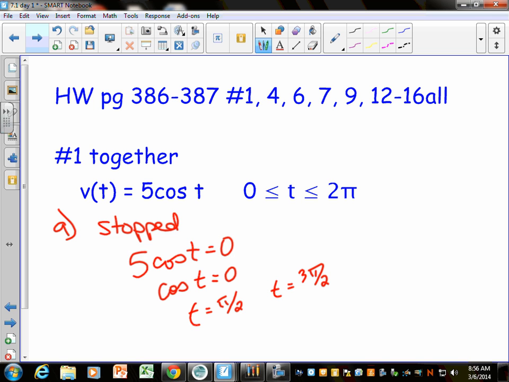Which means if you want to go ahead and set your intervals up, you can. Or if you just want to draw the line and then do your intervals later. Again, we're not going to infinity and negative infinity here. We're only going from 0 to 2 pi, which means we have to look between 0 and pi halves.